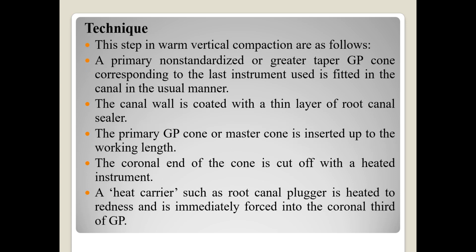The steps in warm vertical compaction are as follows. A primary non-standardized or greater taper GP cone corresponding to the last instrument used is fitted in the canal in the usual manner. The canal wall is coated with a thin layer of root canal sealer. The primary GP cone or master cone is inserted up to the working length. The coronal end of the cone is cut off with a heated instrument.